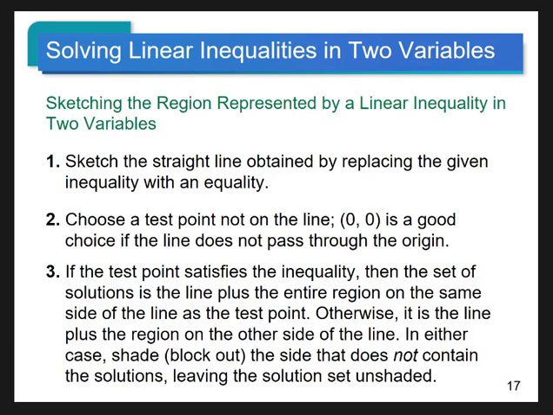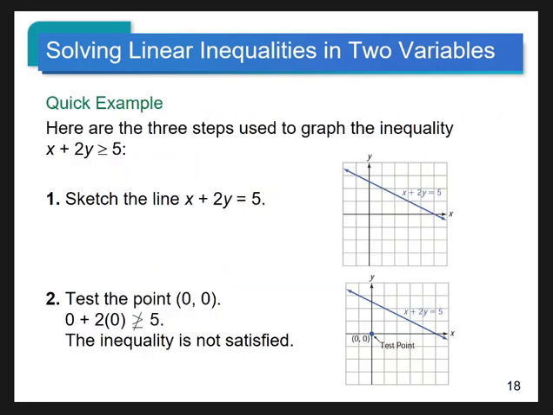So to sketch the region represented by a linear inequality, first you make the straight line that's implied by the inequality, or the equation. Choose a test point. Usually 0, 0 is good if it's obviously on one side of the line or the other. And then if the test point satisfies the inequality, that's the side that's the solution. If the test point does not satisfy the inequality, the other side is the solution. And of course, we're not shading in the solution, we're blacking out the side that's not the solution so that we don't use it anymore, to show that we can't use it anymore.